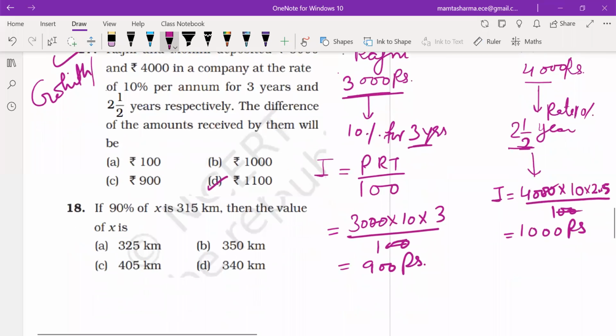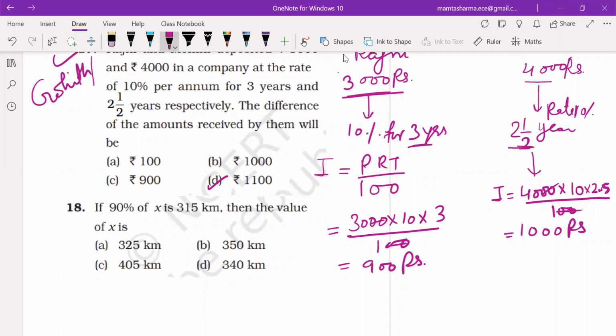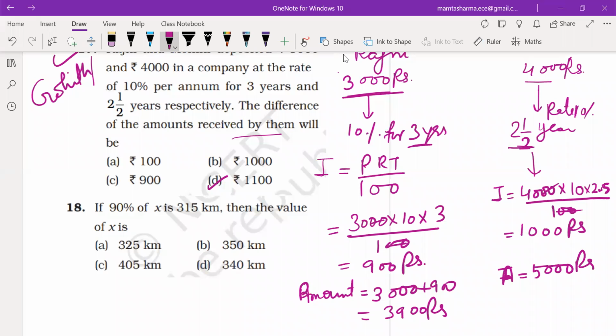Okay. Now find the difference of amount received by them. So how much amount would Rajni receive? 3000 plus 900. She will receive 3900 rupees. And Mohini will receive 4000 plus 1000, 5000. Yes, she will receive 5000.